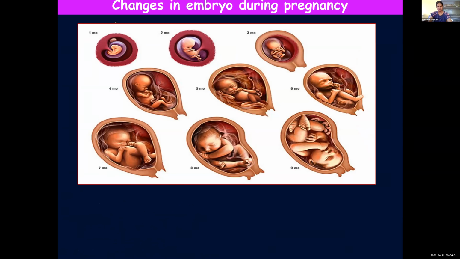Now let's see the different changes taking place in the embryo during pregnancy. You can see the different stages. We all have passed through these stages inside our mother's womb. Slowly, 1 month, then 2 months, 3 months, 4, 5, 6, 7, 8, 9. You can see each month the different changes taking place in the embryo. Let's see what are the major changes taking place. After 1 month, the heart will be formed.